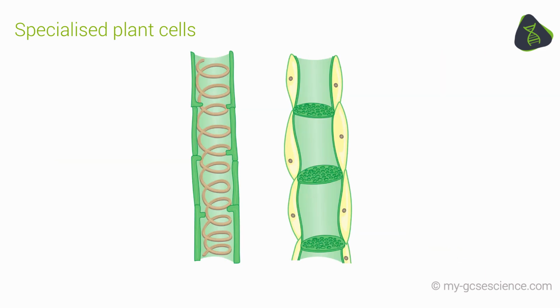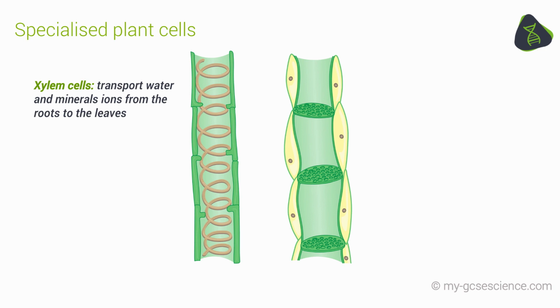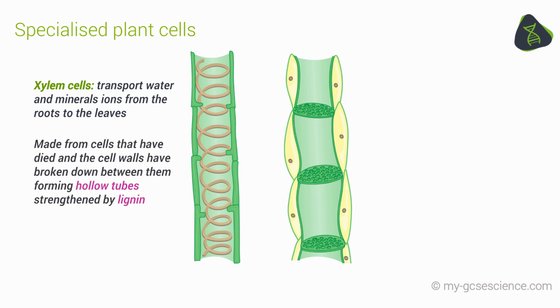Some other specialised plant cells can be found in the stem of the plant, and they go all the way up through the veins that you see running through the leaves. On this side we have got xylem cells. These cells are there to transport water and mineral ions from the roots to the leaves. They're actually made from cells that have died, and whilst they were living, the cell walls that they had broke down in the middle, leaving the xylem as a hollow tube.